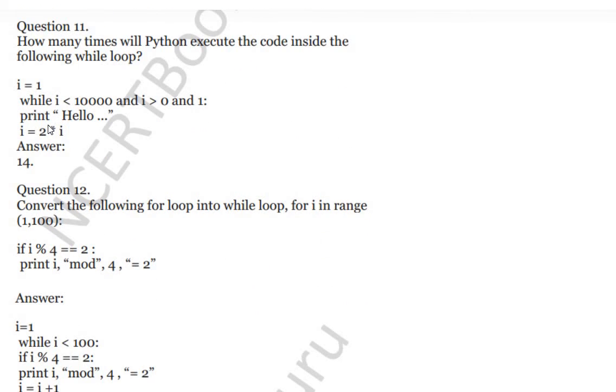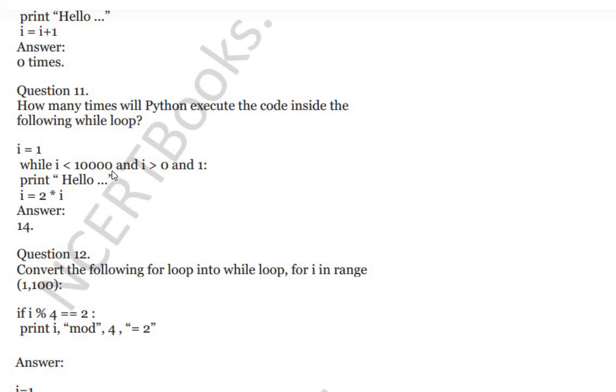Fine. Now look at the next question here. Again, the value is given: I should be less than 10,000 and greater than 0 and 1. Okay, here because our initialized value is 1, it says that if the value is 0 then also, and 1 then also. Print hello, I equals 2 into I, so what will be the value of I? It would be 14. Fine.